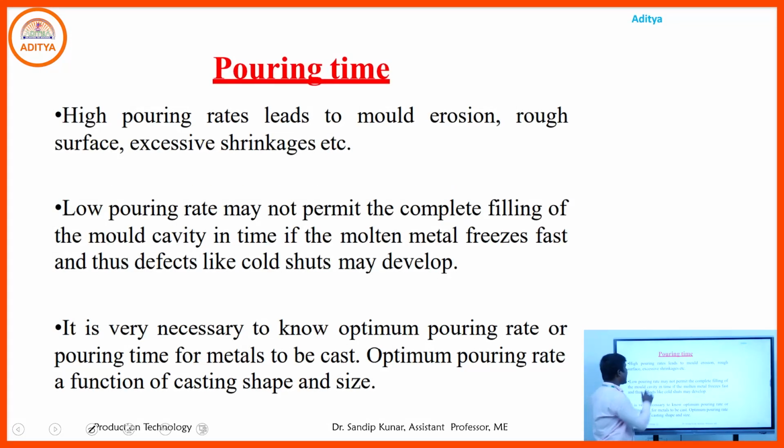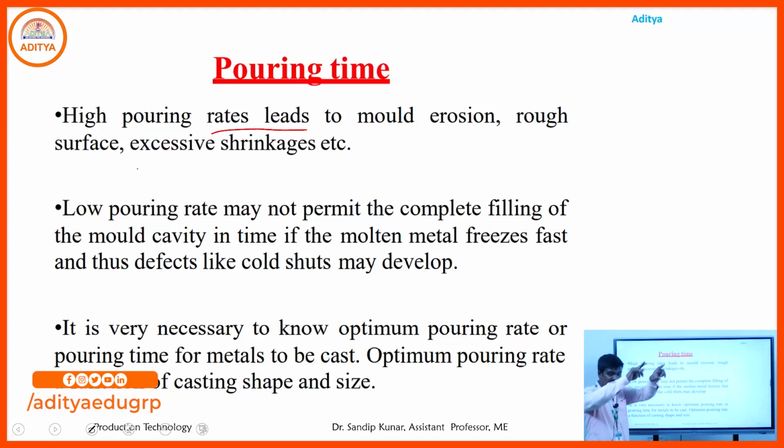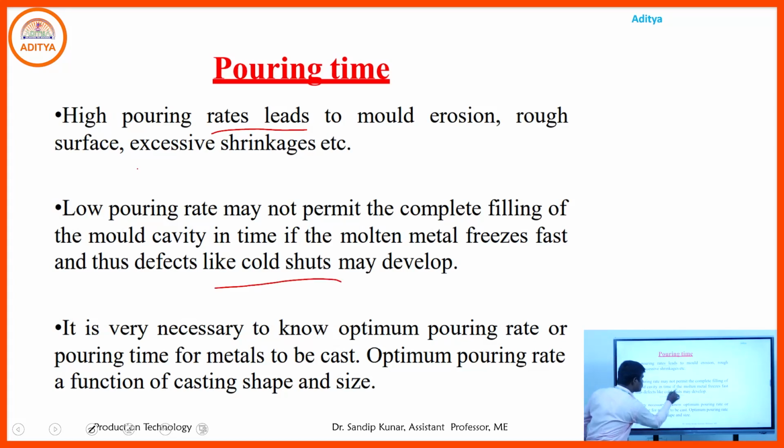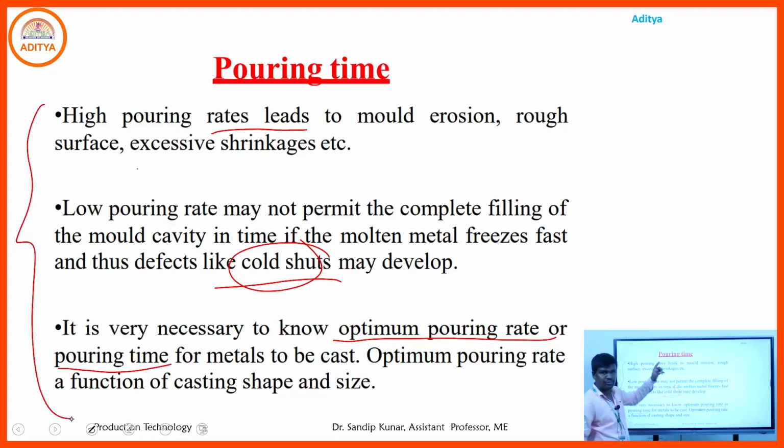And pouring time: high pouring rates of molten metal into the gating system lead to erosion, rough surface, and excessive shrinkage. And with low pouring rates, sometimes the mold cavity does not fill up properly. Due to not filling the mold cavity, cold shut problems will be created. So always maintain the optimum pouring rate or pouring time for casting of the molten metal. That is the very important thing in case of pouring time.